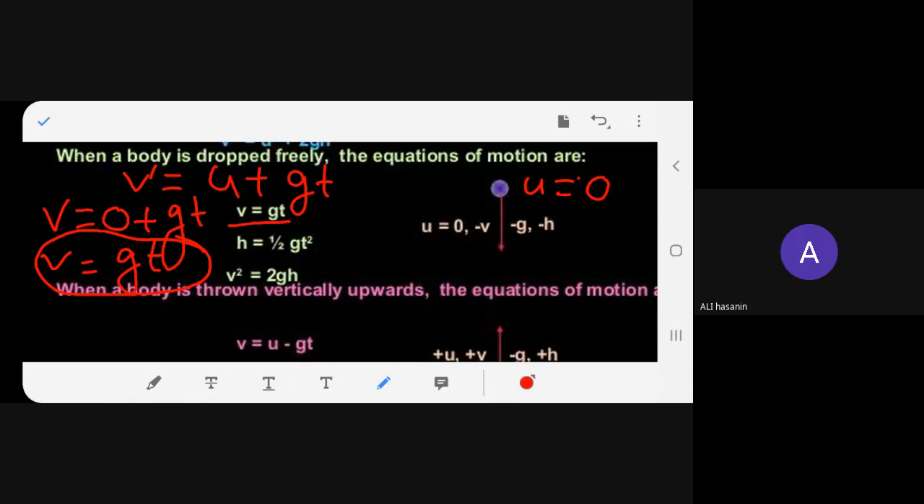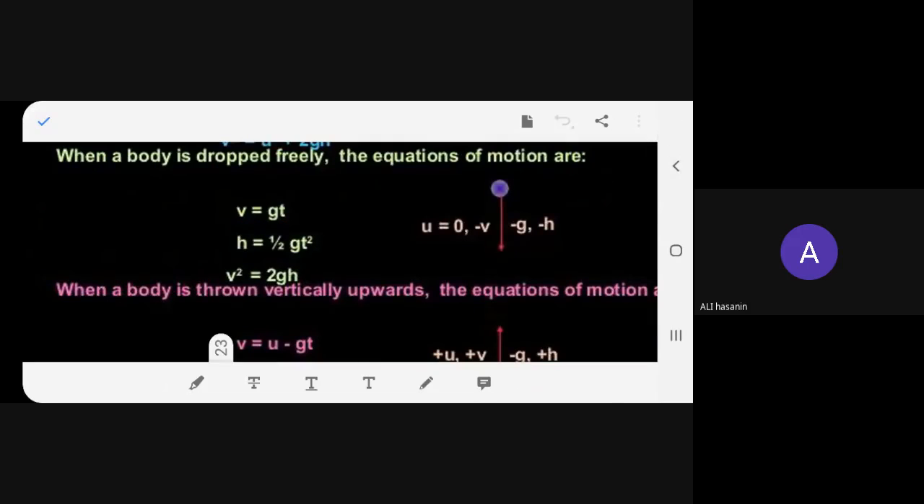Boys, can you hear me? Yeah, can you hear me? So please answer me whether you have understood this equation. Hello? Okay. We start with the next equation.